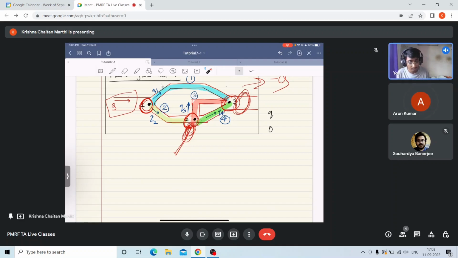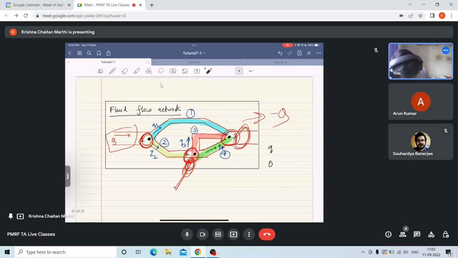And for each node, that is Q1 plus Q2 is equal to Q, and Q3 plus Q4 minus Q2 is equal to 0. Here Q3 plus Q4 is equal to Q. So this is how I write the equation.